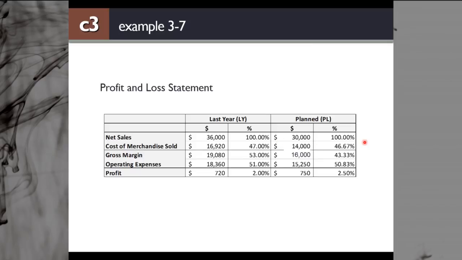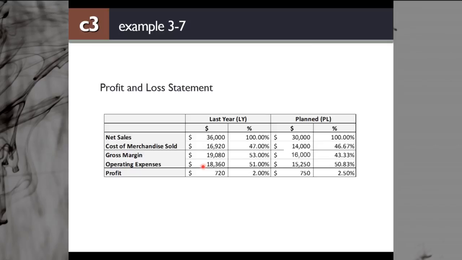You want to reduce the sales, right? But you can get more profit, right? So let's see why that happened. So how about the cost of merchandise sold? Here, last year, 16,920. This year, you want to spend less for those, so 14,000. There you go. So you kind of reduce these expenses of the merchandise. And gross margin, it has more for the last year, right? Because you sold more.